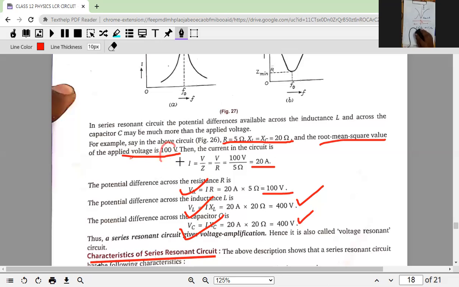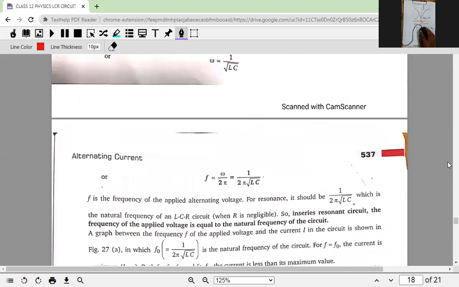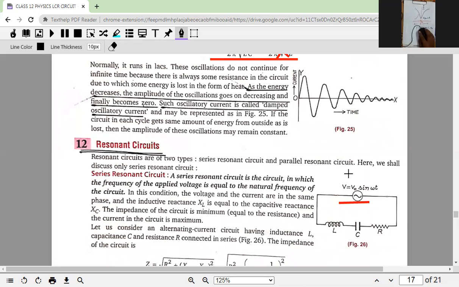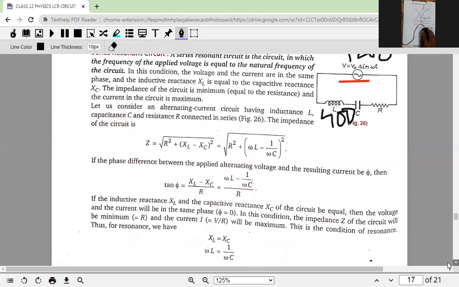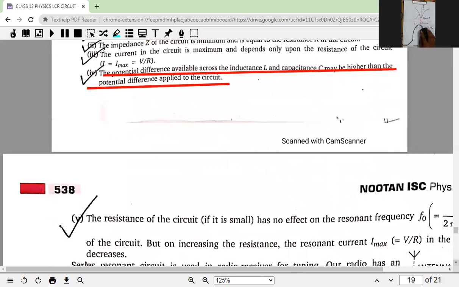You can see here, you are applying only 100 volt, but you are getting 400 volt. I am showing in the diagram. Here you have applied only 100 volt, but across the inductor you have got 400 volt. Across the capacitor also you have got 400 volt. Therefore, series resonant LCR circuit provides voltage amplification.